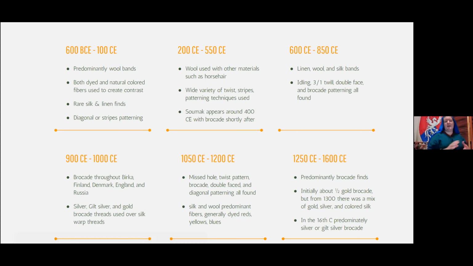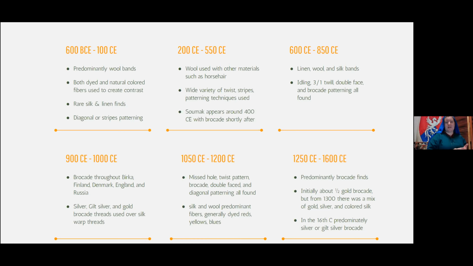Starting about 900, we see the Viking brocades. We see the Birka, we see Finland, Denmark, England, Russia. Lots of silver and gilt silver. Towards the end of it, we start seeing gold. Early on, it's primarily silver and gilt silver, usually over silk.